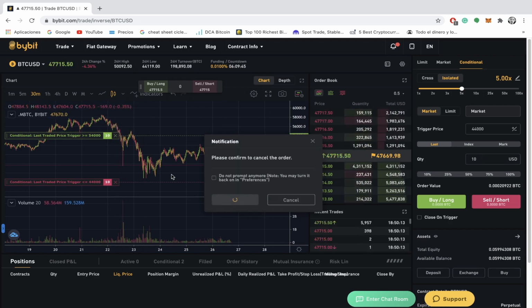As you can see, cancel, confirm. The buy order and the sell order, cancel and confirm.